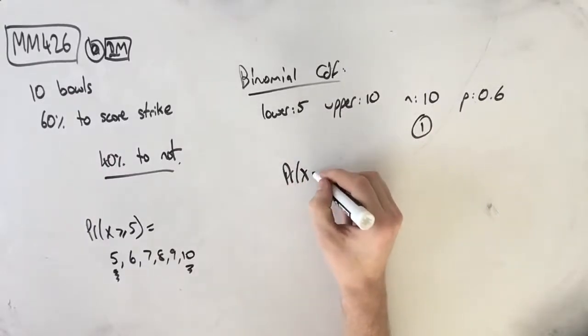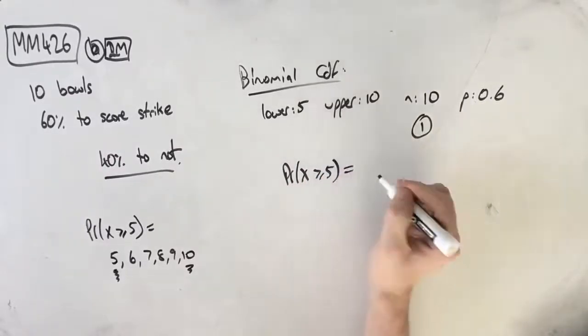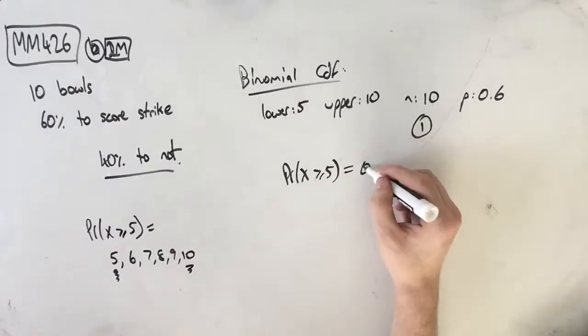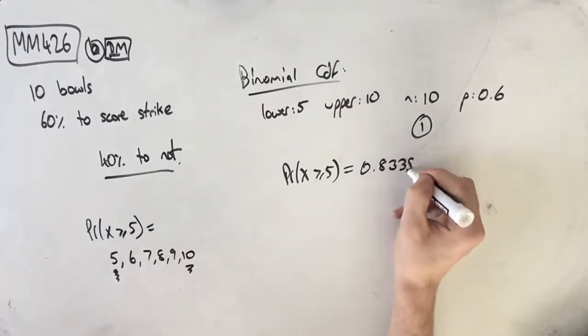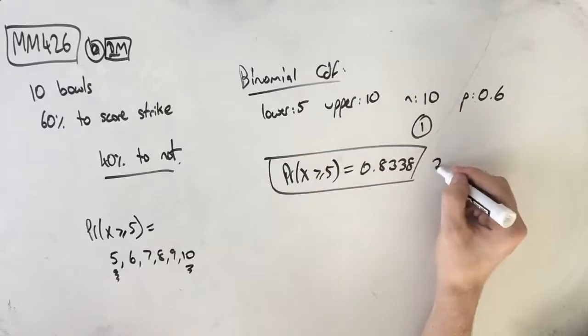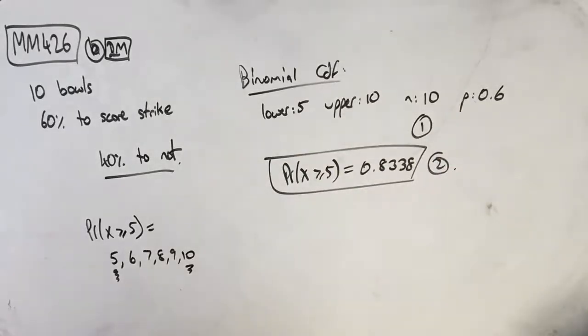Now plugging this into our CAS, we get the fact that x is greater than or equal to 5 is equal to 0.8338. This is our second and final mark for part B. So guys, that's it. If you have any questions, let me know. But for now, let's move on to part C.